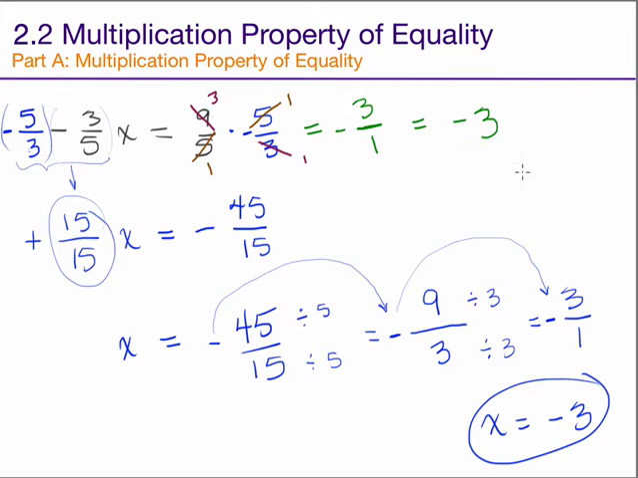3 over 1 is just 3. Negative 3 over 1 is just negative 3. Ideally, I should write my answer as x equals negative 3 to show that I found the value for x. That's what I was looking for. I can write just negative 3. This particular problem only has one variable in it, and the variable only has one possible value. It's just good practice to write x equals negative 3 instead of just negative 3.